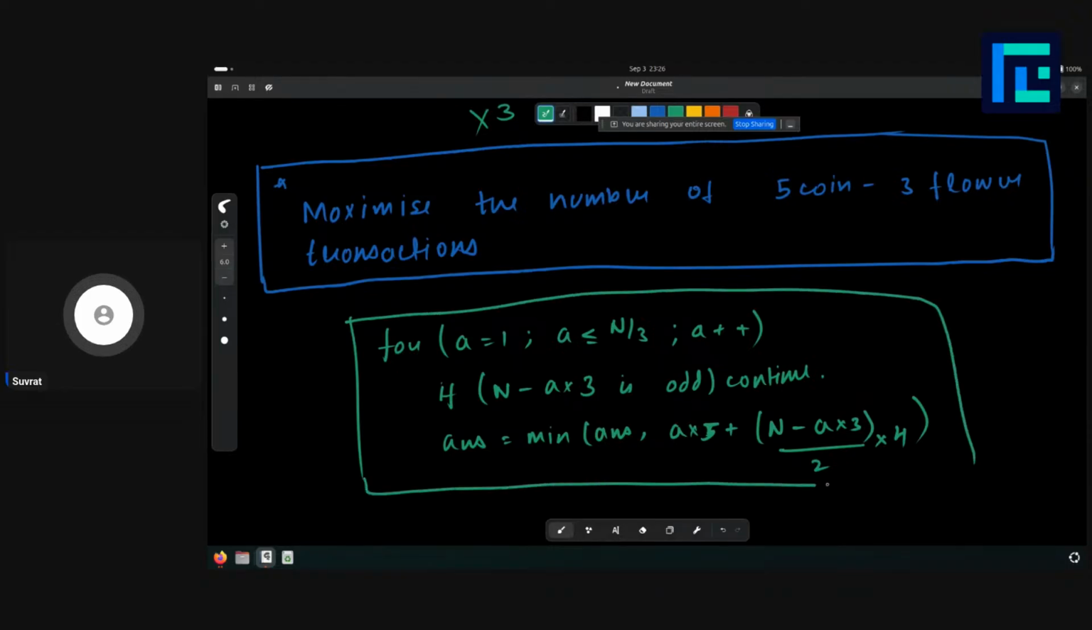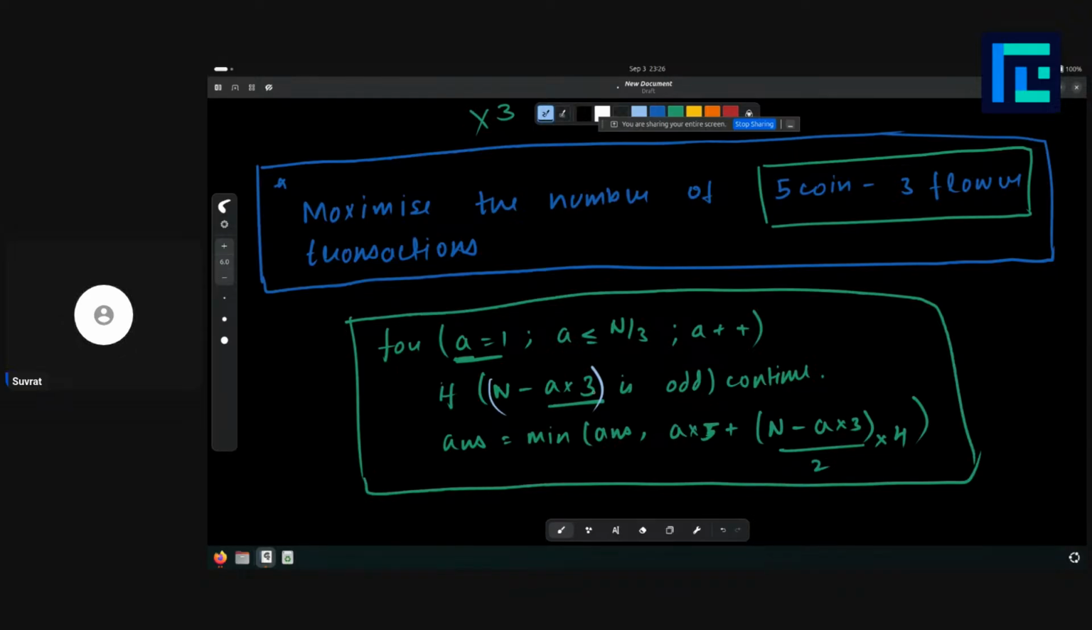Basically what this for loop is doing, a is the number of transactions that we are making of 5 coins to 3 flowers. Then 3 into a would be the number of flowers that we are buying using these transactions. And n minus a into 3 would be the number of flowers left to buy after doing a transactions. If this number is odd, then we cannot obtain it by doing the 4 coin transaction. So we just continue.